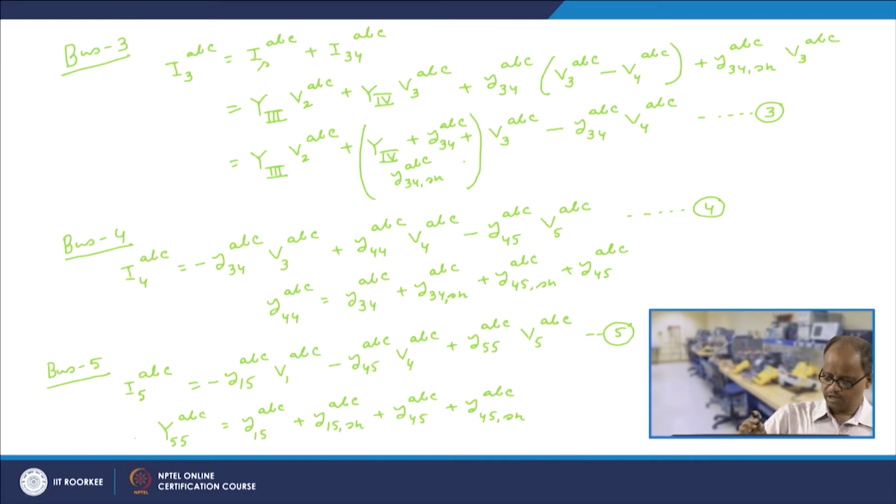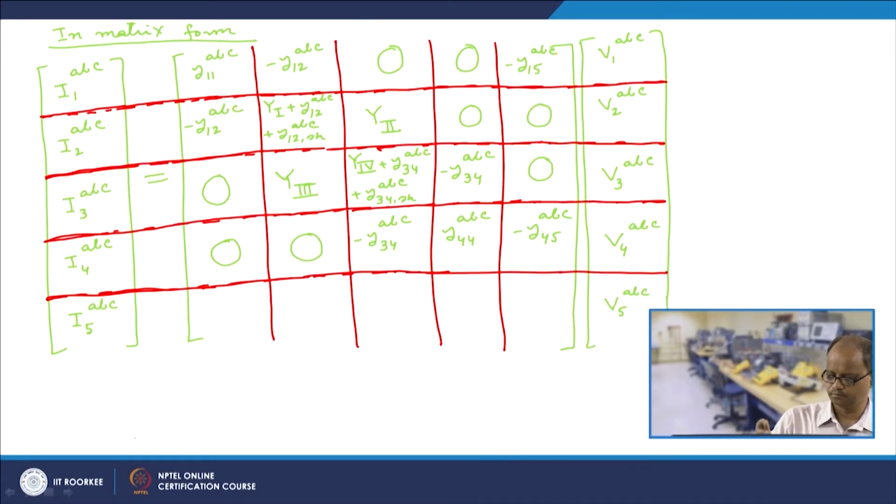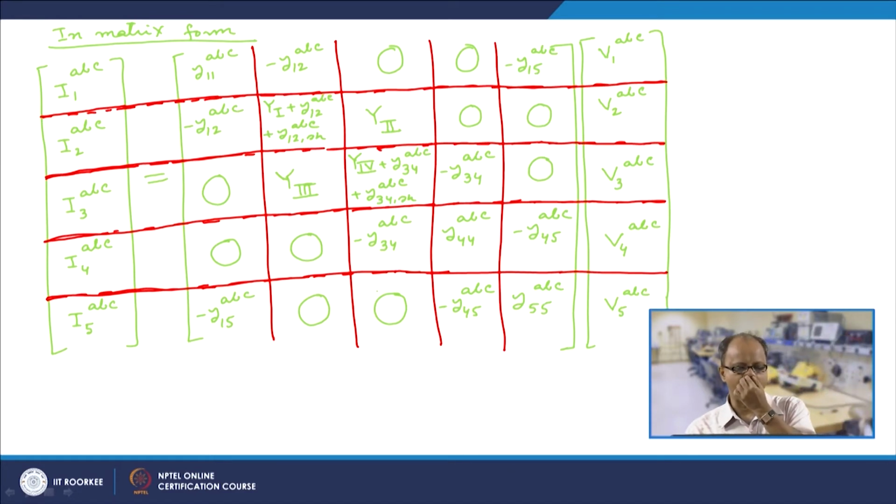And bus 5 is minus Y1 5 V1, minus Y1 5, then minus Y4 5, Y5 5, over 0. So, this is the Y bus matrix.